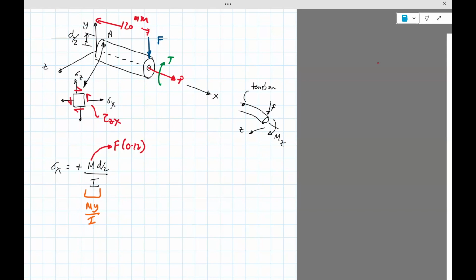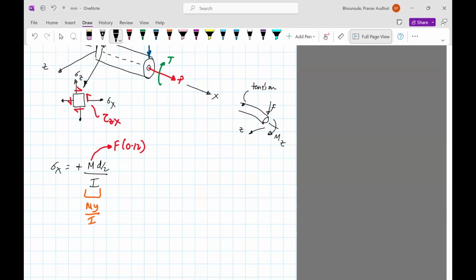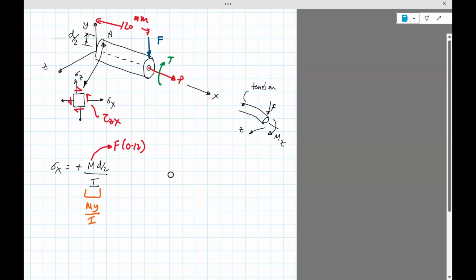Does the torque lead to sigma x? No, right? Only shear. What about P? Does P lead to sigma x, a stress in the x direction? It will, right? It will be through a uniaxial tension, it will cause a stress. And it'll actually be a positive stress the way P is shown. So it's going to be P divided by A. So we've identified sigma x.